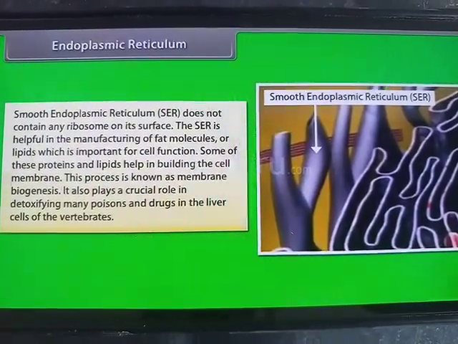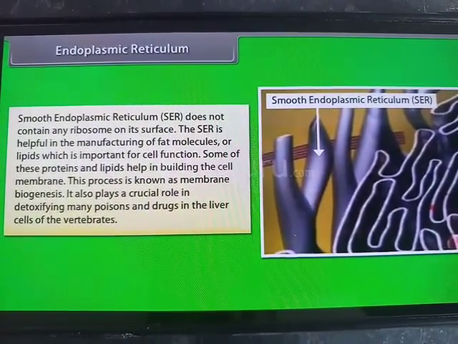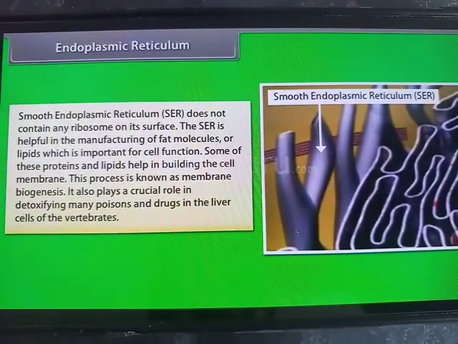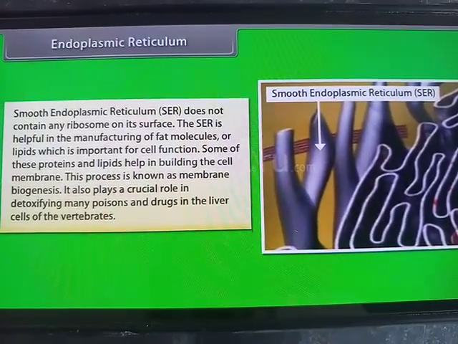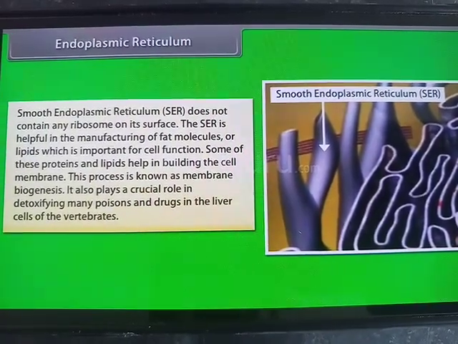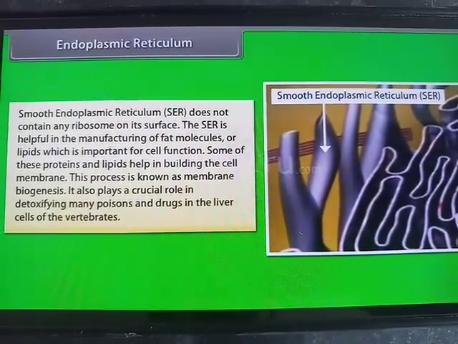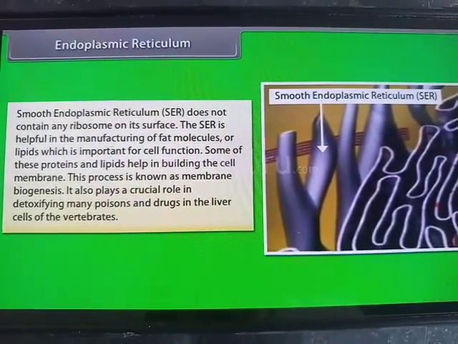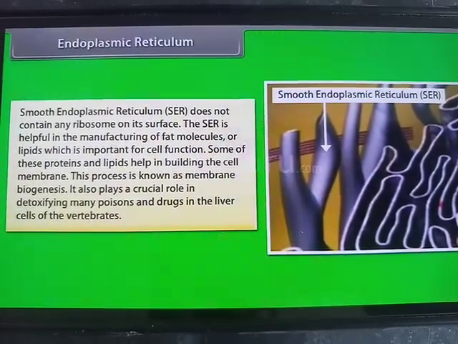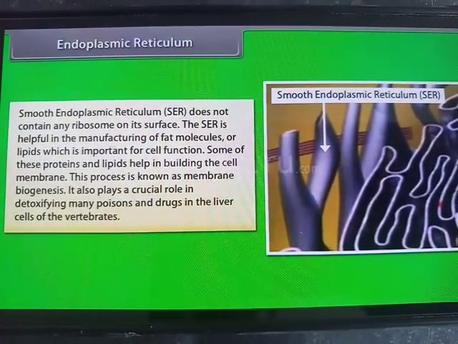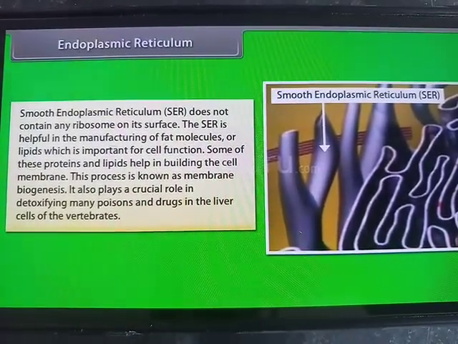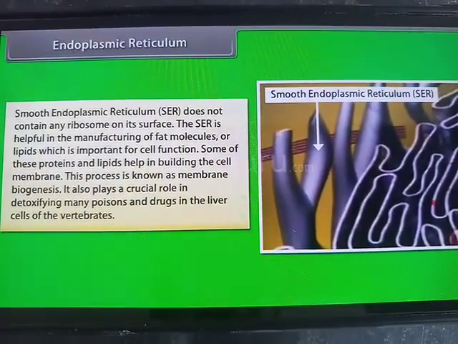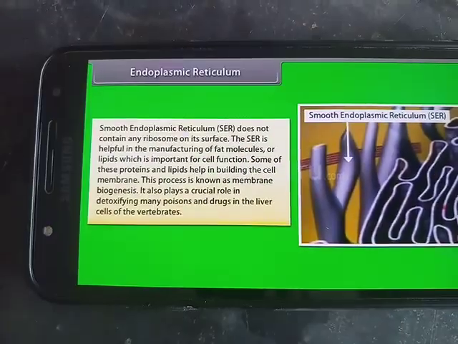Then the second one, smooth endoplasmic reticulum, SER, does not contain any ribosomes on its surface. The smooth endoplasmic reticulum is helpful in the manufacturing of fat molecules or lipids, which are important for cell function. Some of these proteins and lipids help in building the cell membrane. This process is known as membrane biogenesis.